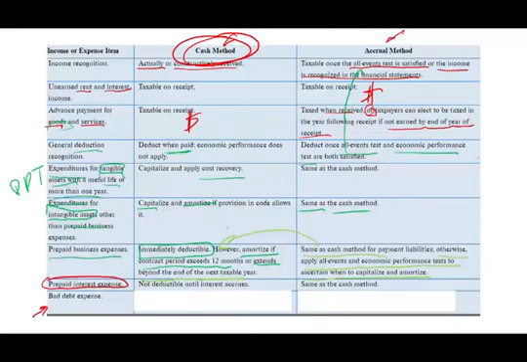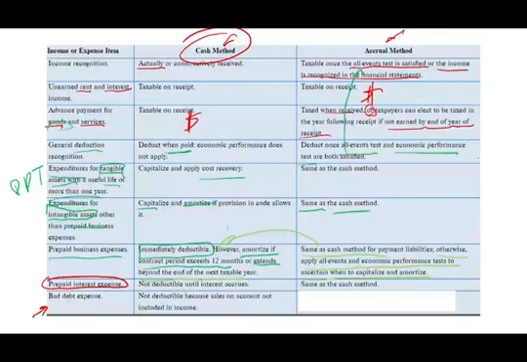Well, let's think about it. If you're using the cash method, do you have any bad debt expense? And the answer is no. When do you have a bad debt expense? When you recognize revenue on credit. Well, you don't have this problem. Not deductible because sales on account are not included in income. So you don't have any sales on account to be able to deduct bad debt expense.